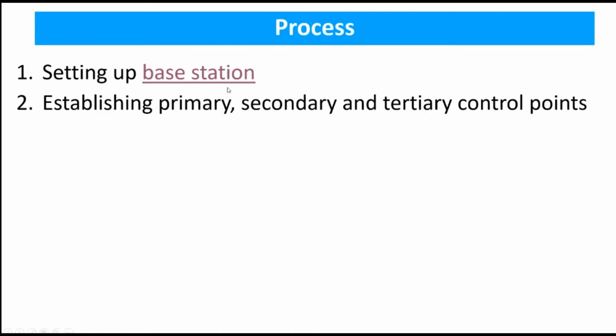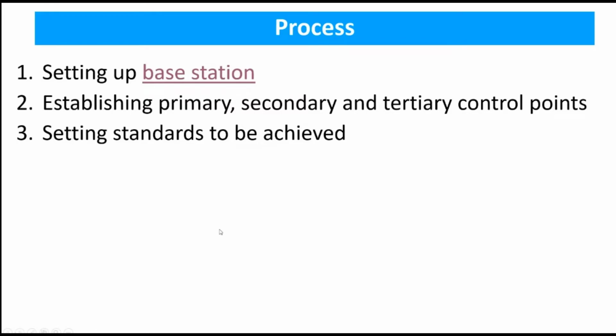Then we have to establish primary, secondary and tertiary control points, as we have discussed. Primary at every 10 to 20 kilometers, secondary at 1 to 2 kilometers, and tertiary at every 150 to 200 meters, so that references are laid out very accurately. Then we know what standard we have to achieve, what the accuracy requirements for the track are.